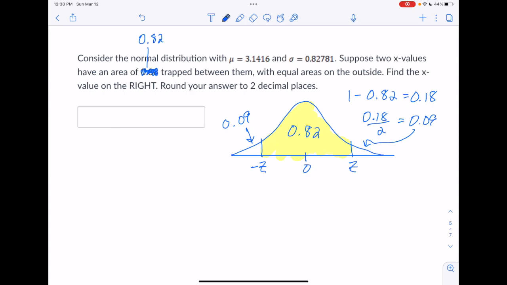So our strategy here is to find this negative z, which will help me find this z, and then I can use that to find the next value. So that's the path we're going to go down. To find this z, we want to use inverse normal. So negative z equals the inverse normal of the area to its left, and the area to the left of this one is 0.09, so we'll put that into the calculator and see what we get.